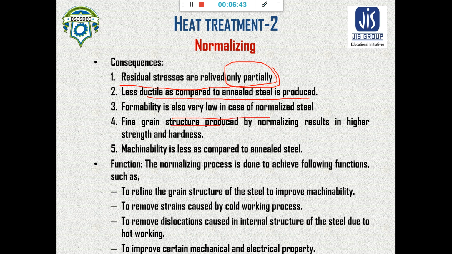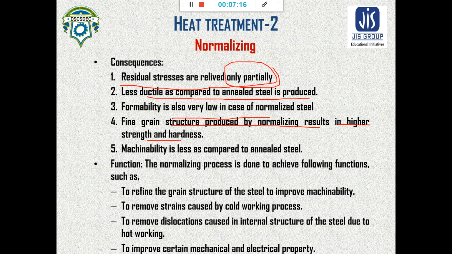Fine grain structure can be produced by normalizing, which results in strength and hardness. So that is why normalizing is done. Normalizing is done to increase the hardness. When we require a hard product for our functionality, that hard product from steel can be made by normalizing the steel.